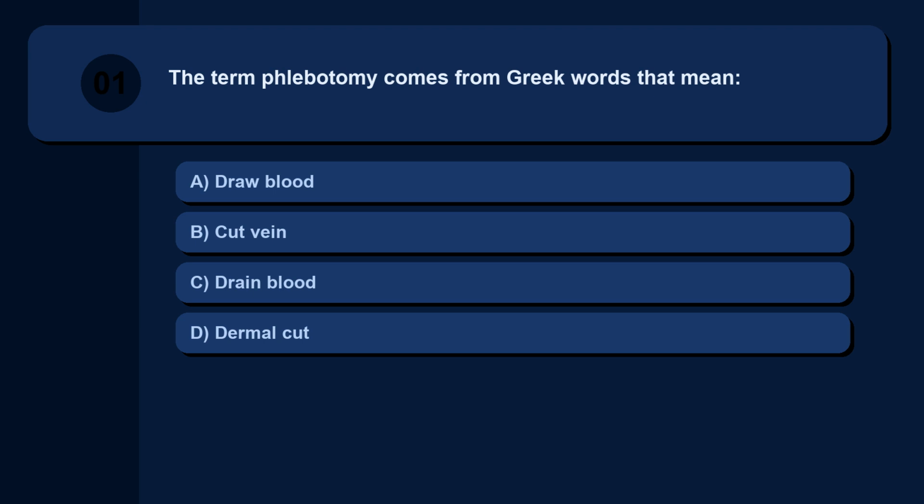Question 1. The term phlebotomy comes from Greek words that mean draw blood, cut vein, drain blood, dermal cut. Phlebotomy comes from Greek phlebos, vein, and tome, incision or cut, literally meaning to cut into a vein for blood collection.